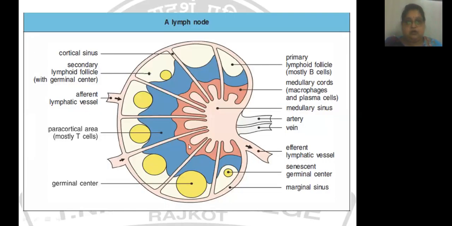This is the medullary cord, which you can see, where the activated T cells, B cells, and macrophages are arranged in a proper sheath-like structure so that they can scavenge antigen and eliminate it. Here you can see the primary follicle, which is very small in size. When antigen interacts with the macrophages and dendritic cells, it activates the B lymphocytes. B lymphocytes will start proliferating. The follicle will enlarge and convert into a secondary follicle. The center is called the germinal center.